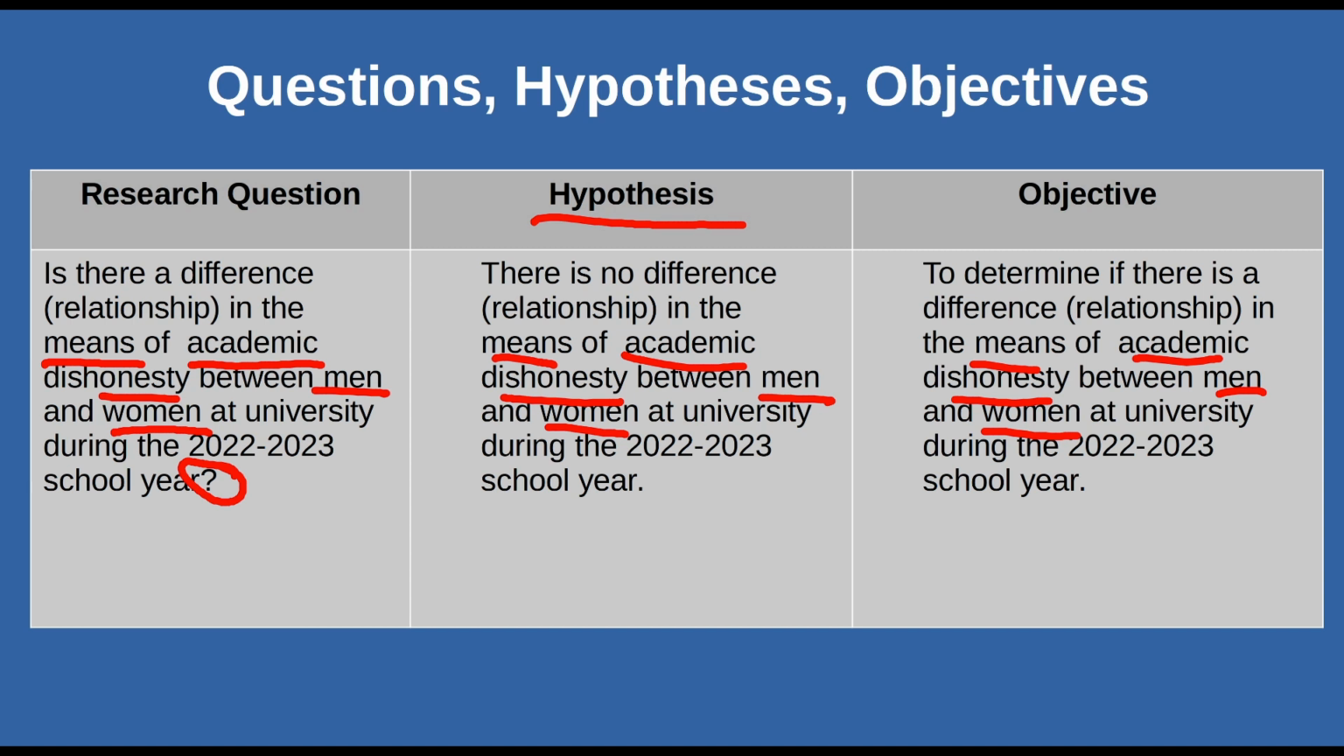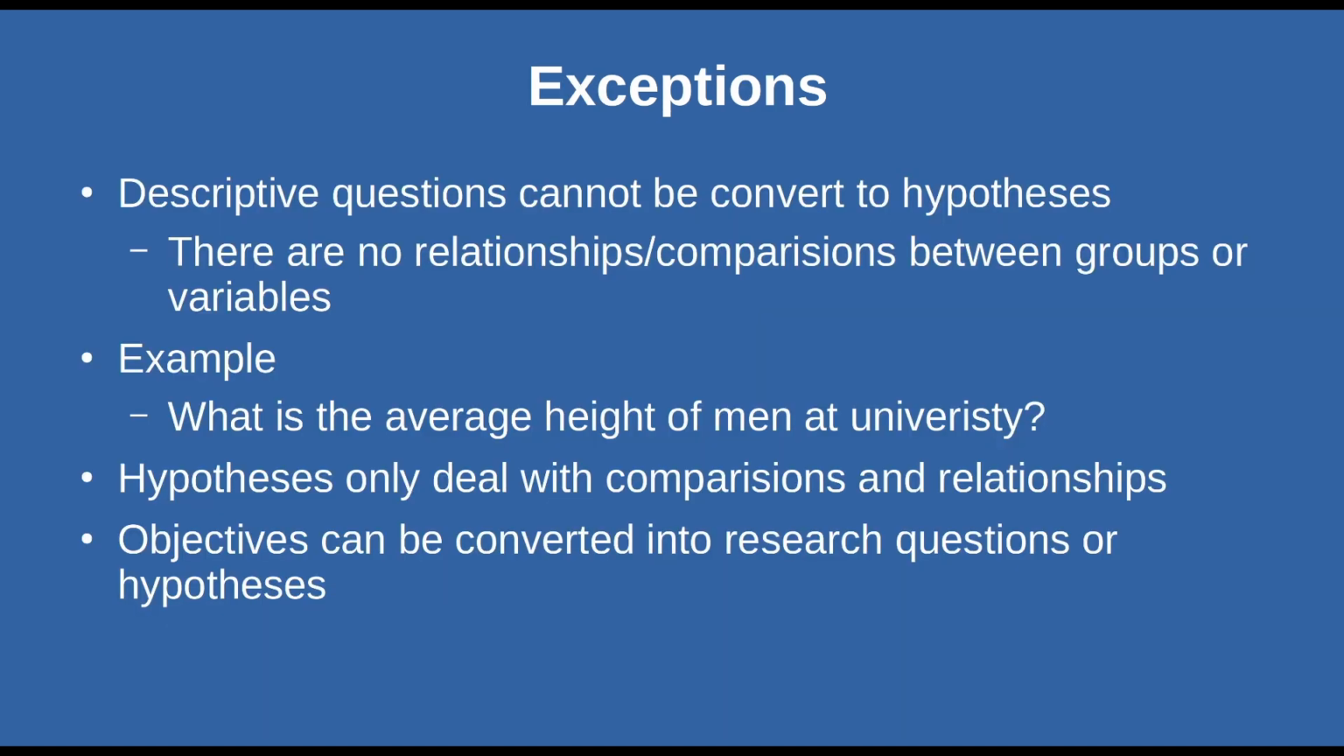All right, moving on now. There's a few things I need to cover that maybe are not clear. If you remember in other videos, we talked about different types of research questions: descriptive, comparison, and relationship. Descriptive questions cannot be converted to hypotheses. You cannot have a hypothesis for a descriptive question. The reason for that is because there's no relationships that need to be explained. There's no comparisons being made between groups.